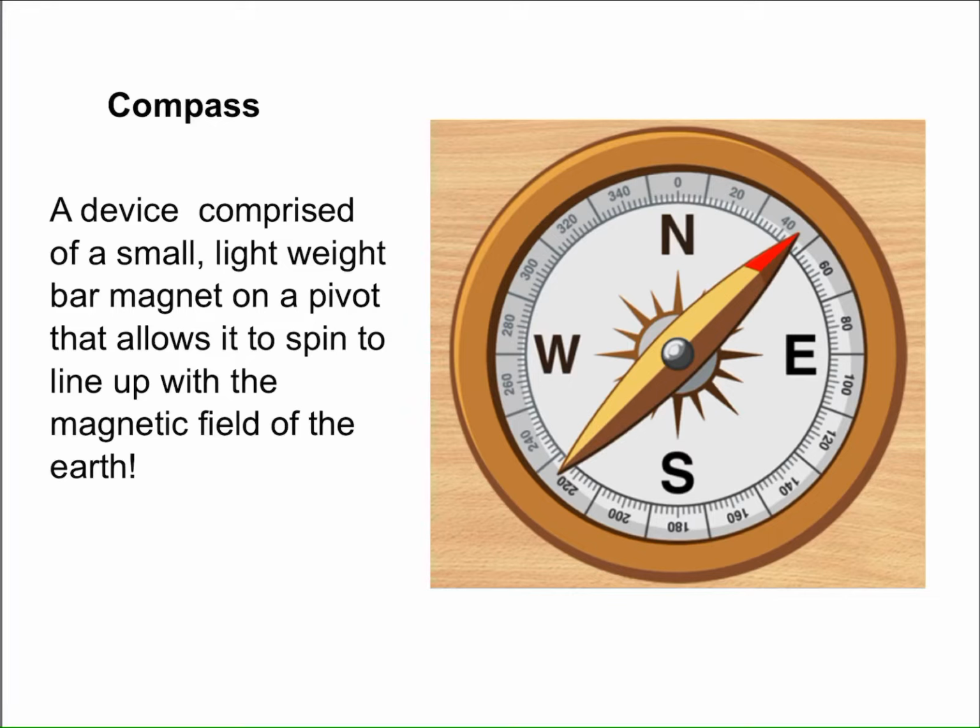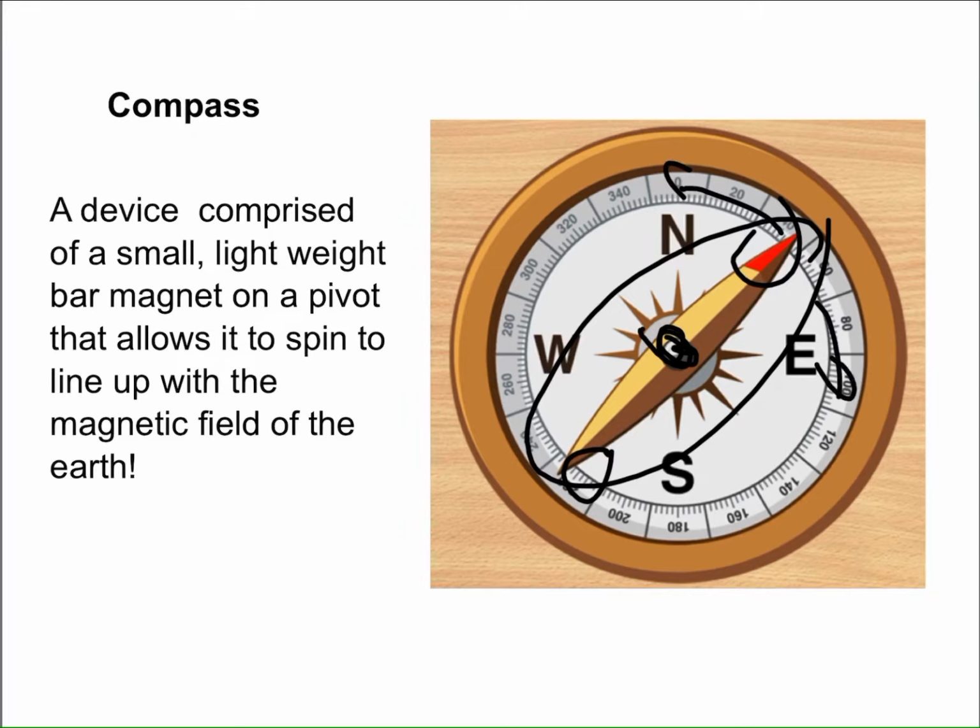So that would be this here, where this is the north side of the magnet and this is the south side of the magnet. And it's on a pivot. So it's basically on this thing. We're looking at it from the top. So it's kind of balanced on that thing and it's allowed to spin in either direction. So it can spin pretty freely. There's very low friction in here. And it's set up that way so that it can line up with the magnetic field of the Earth.